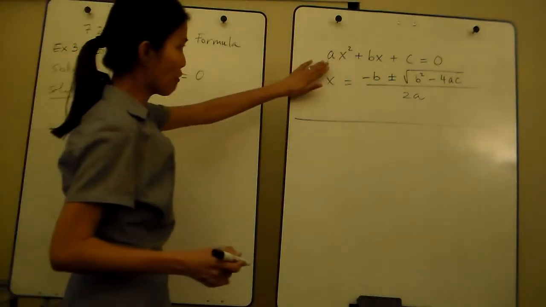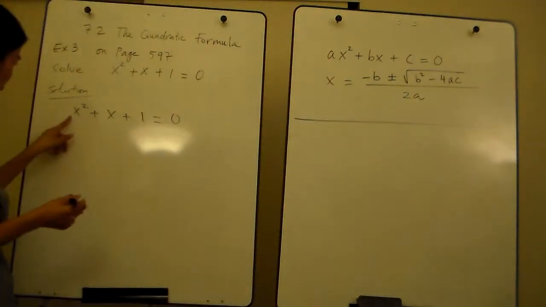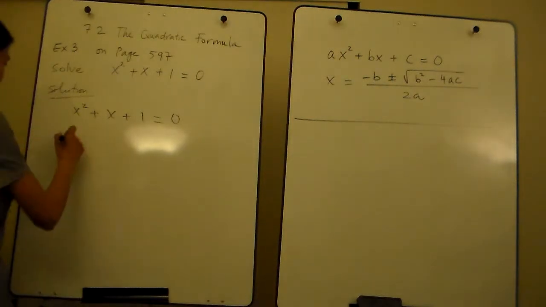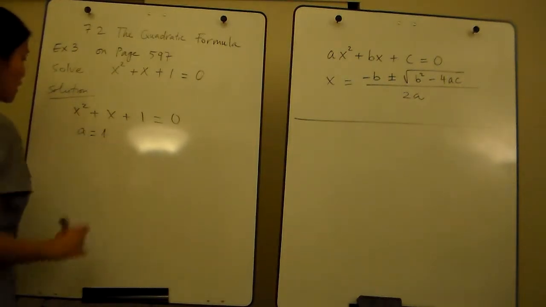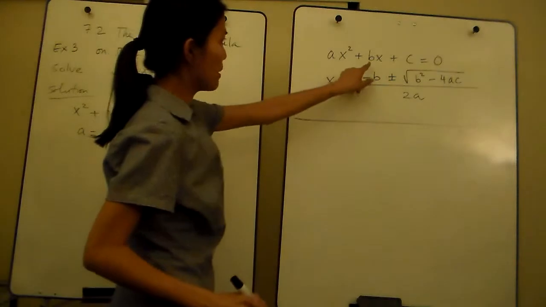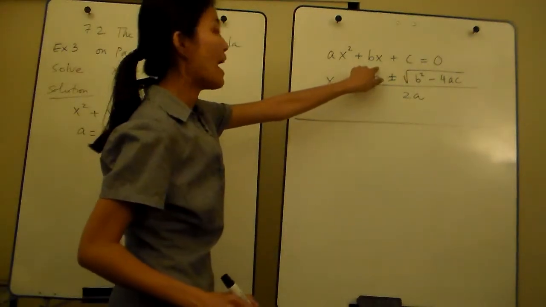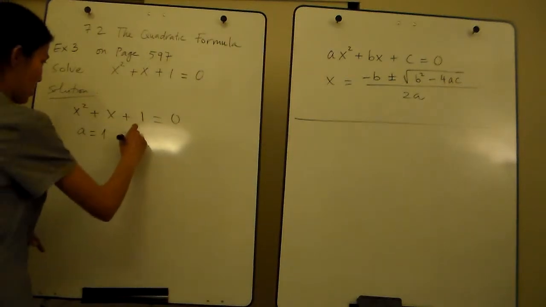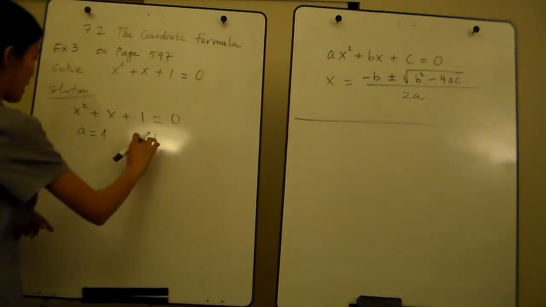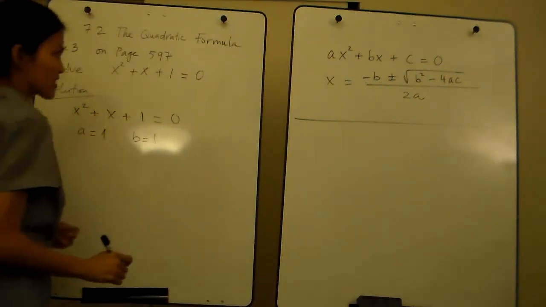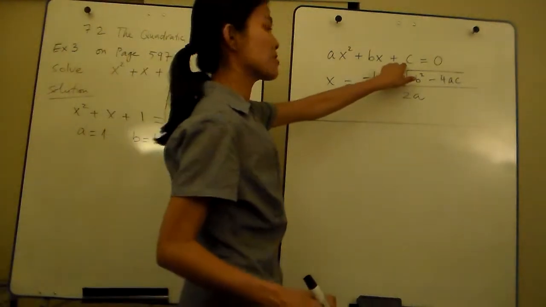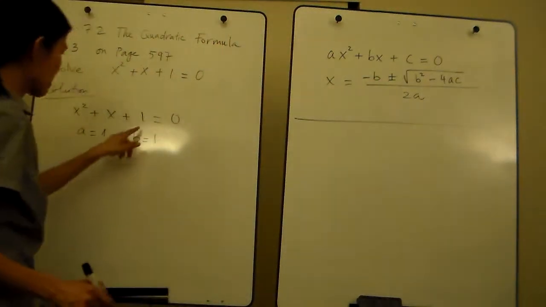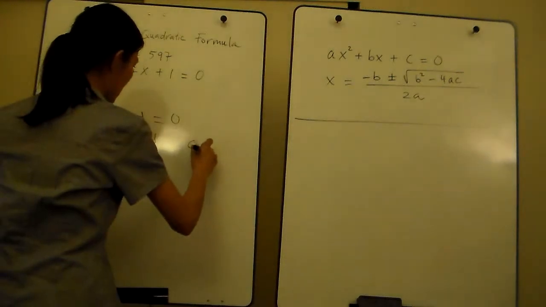So A is the coefficient of x squared. So x squared here has coefficient 1, so A is equal to 1. B is the coefficient of x. So B is here, which is 1, because the coefficient of x is 1. C is the constant term. So the constant term here is 1, so C is equal to 1.